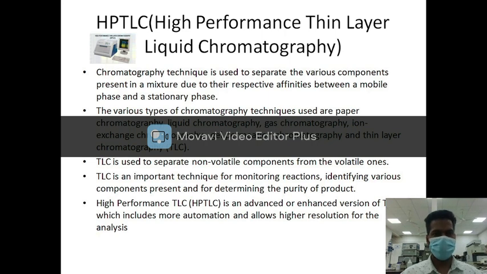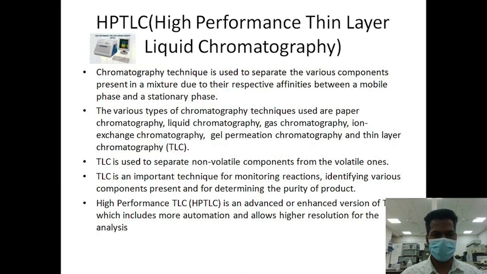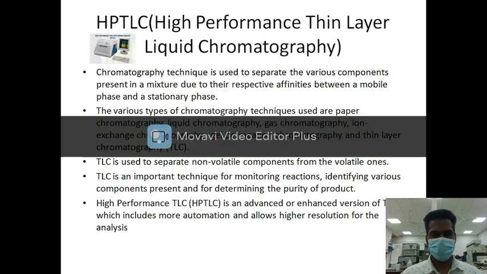Now first, what is HPTLC? HPTLC is high performance thin layer liquid chromatography. Before that we should know what is chromatography. Chromatography is a technique used to separate various components present in a mixture due to their respective affinity between a mobile phase and a stationary phase.